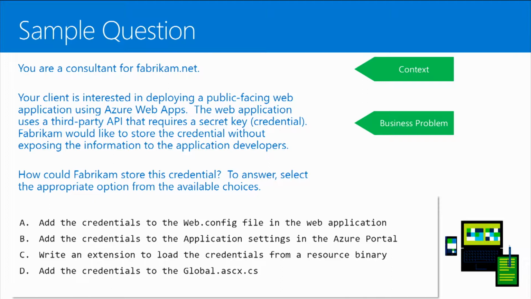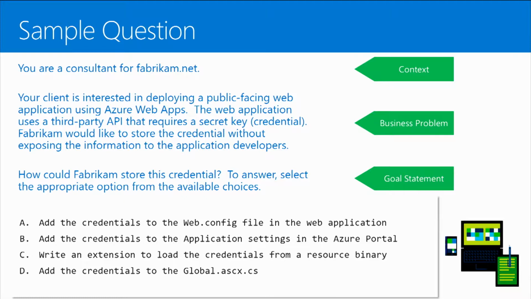The web application uses a third-party API, and that requires a secret key or a credential. So whenever you make a request to that API, you must send the key with that request. Fabricum would like to store the credential, but they do not want to expose that credential to the application developers. So now we've stated the business problem. Once we do that, we propose a goal. So how could Fabricum store this credential?